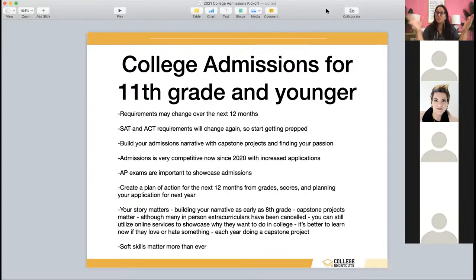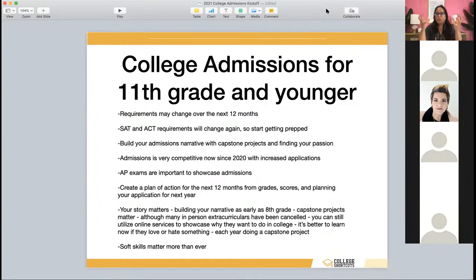Imagine if your student gets 4s and 5s, which are the highest scores on the APs, and gets into a great college with 5 or 6 of those. You could save an entire semester of classes. That can be upwards of $30,000 to $40,000, depending on the university. So remember, it shows academic rigor and it saves you money. And then the big thing is to create a plan of action for the next 12 months, especially if your child is in 11th grade, from grades and scores to planning your application for next year.